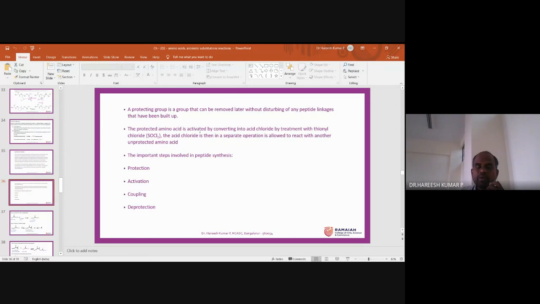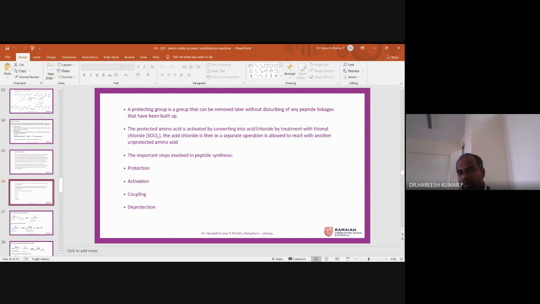Suppose we are able to convert a carboxylic acid into an acid chloride, that means COOH to COCl. In COCl, Cl is a better leaving group compared to OH. That means you can do the reaction at lower temperature. So that is the advantage. That is the reason the explanation is that the protected amino acid is activated. Activated means it is converted into a better leaving group.